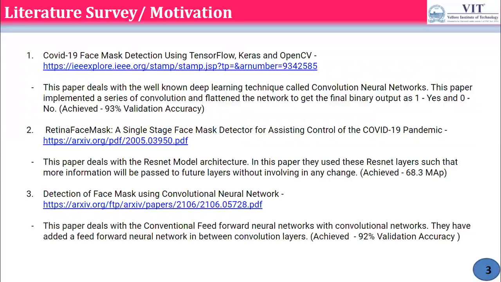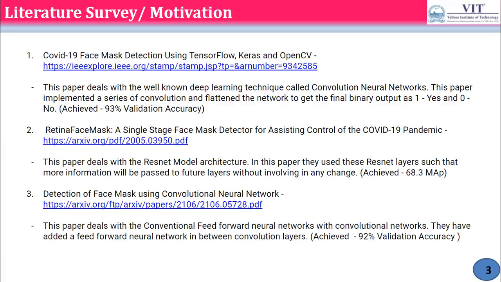The next paper we have referred is RetinaFaceMask, a single stage face mask detector for assisting control of the COVID-19 pandemic. This paper deals with the ResNet model architecture. They use ResNet layers such that more information will be passed to future layers without any challenge. And this paper achieved 68.3 mAP.